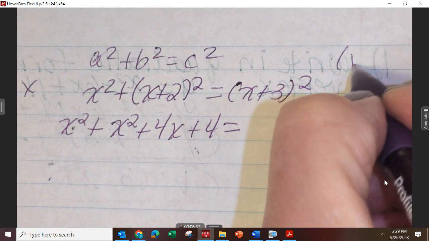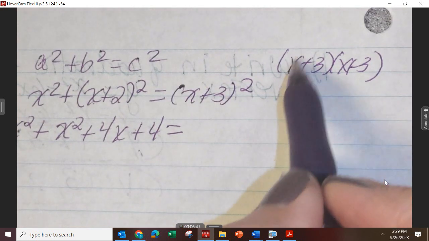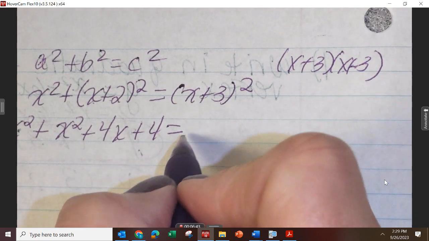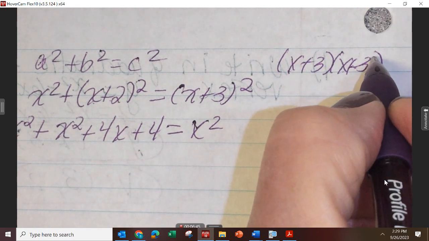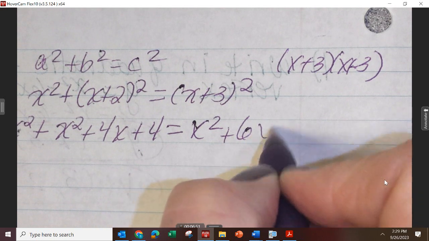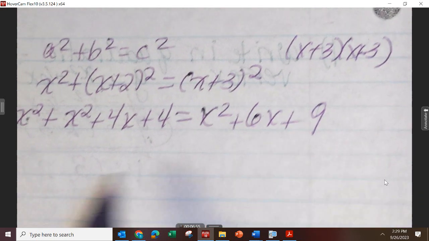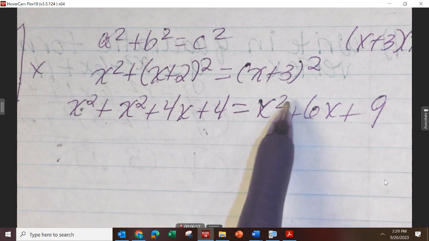If you're not sure what x plus 3 squared is, write it out twice. What's the first times the first? X squared. The outers is 3x and the inners is 3x. So what's that give us? 6x. And what's the last times the last? 9. So this is now what we have to solve.